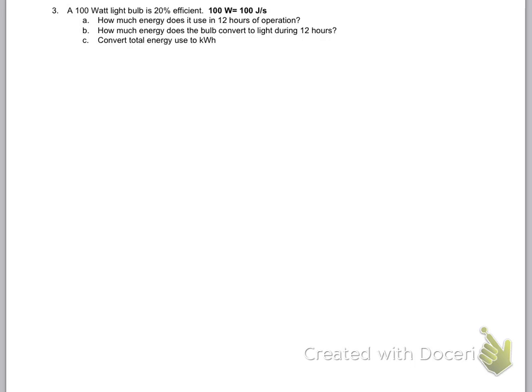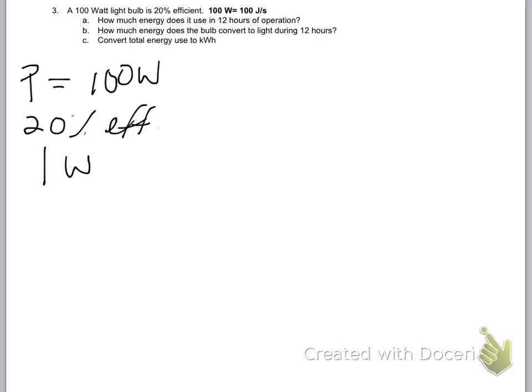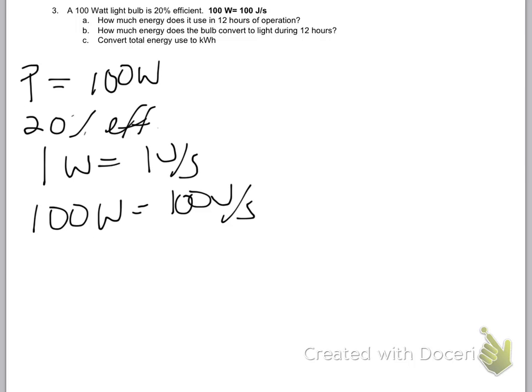Of course, and so we know a few things. Our power in wattage is 100 watts. Our efficiency, I'll just write EFF, is 20%. And remember that 1 watt is equal to 1 joule per second. So our problem tells us, therefore, that 100 watts is equal to 100 joules per second.